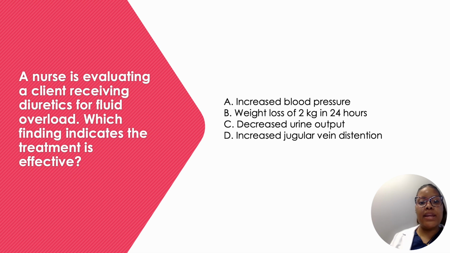This is evaluating a client receiving diuretics for fluid volume overload. Which finding indicates treatment is effective? Is it A, increased blood pressure, B, a weight loss of 2 kgs in 24 hours, C, decreased urine output, D, increased jugular vein distension? So I'm going to give you some time to think about it. But if you chose B, a weight loss of 2 kgs in 24 hours, then you are correct. So we want to remember that weight is the best indicator for measuring fluid balance.